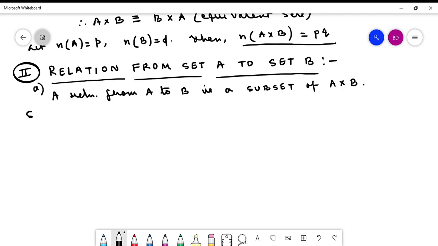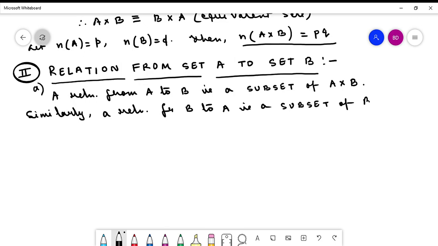Similarly, a relation from B to A is a subset of B cross A. That is, if I say relation is from A to B, then the Cartesian product is A cross B. If I say relation is from B to A, then the Cartesian product we consider is B cross A. So let me choose the first case and explain.